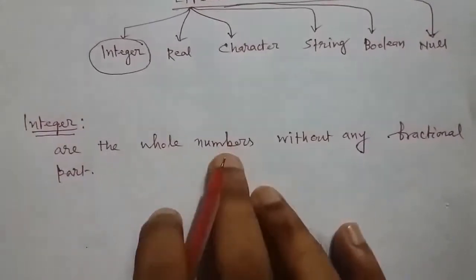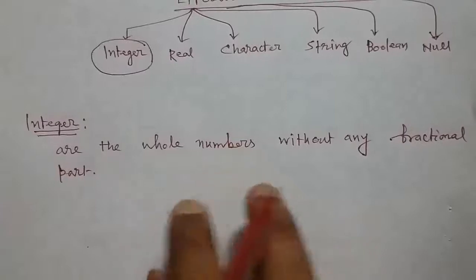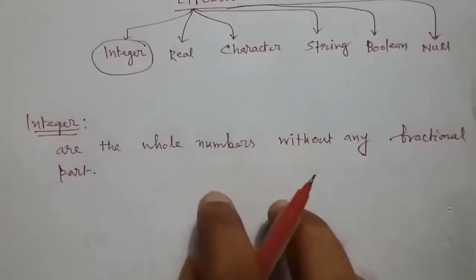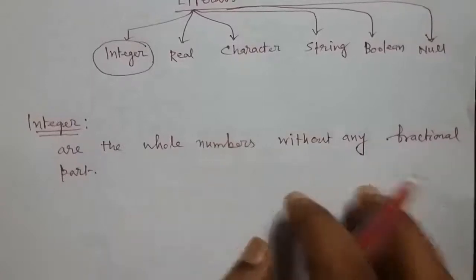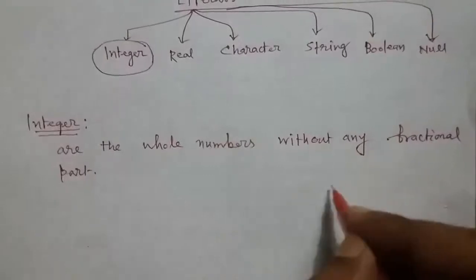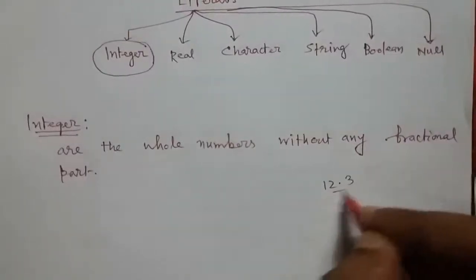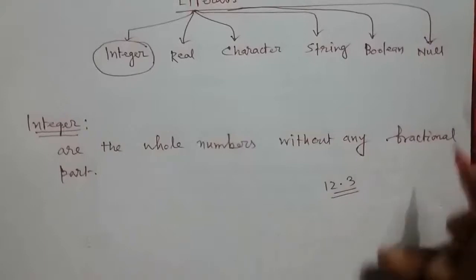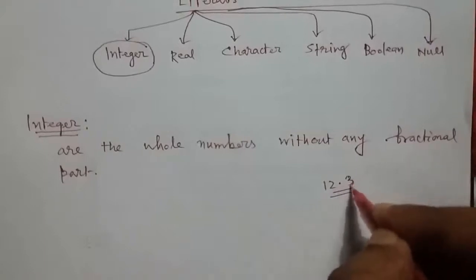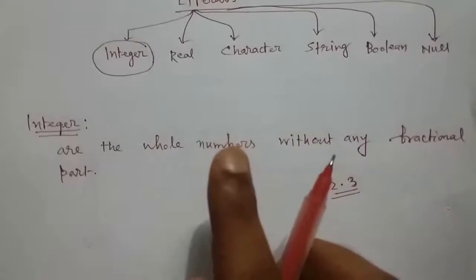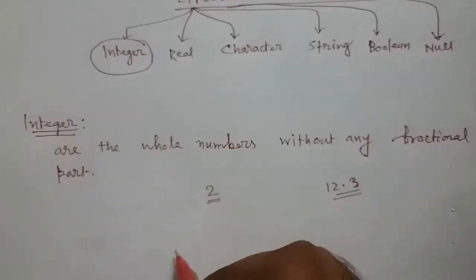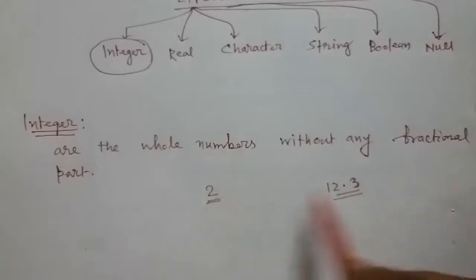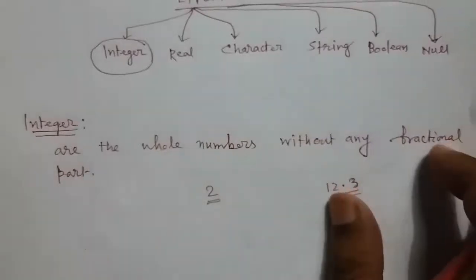Now some points about integer literals are: an integer constant or integer literal must have one digit and must not contain any decimal point. That means if I write 12.3, then it is not an integer literal, because here decimal point is given. So integer literal must have one digit. Like suppose 2. 2 is an integer literal. And it must not contain any decimal point. So there is no decimal point in integer literal.